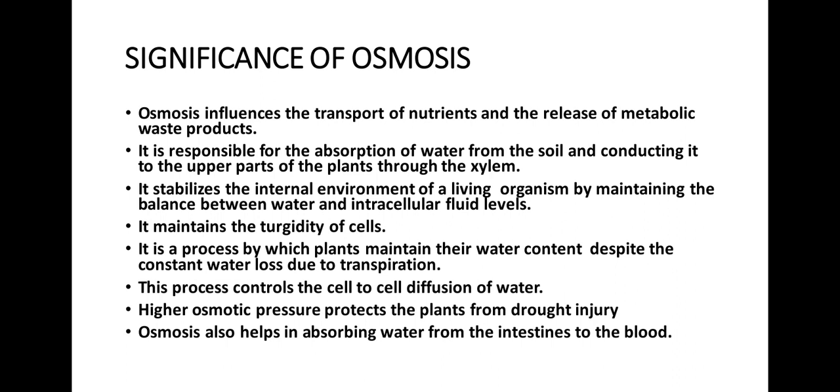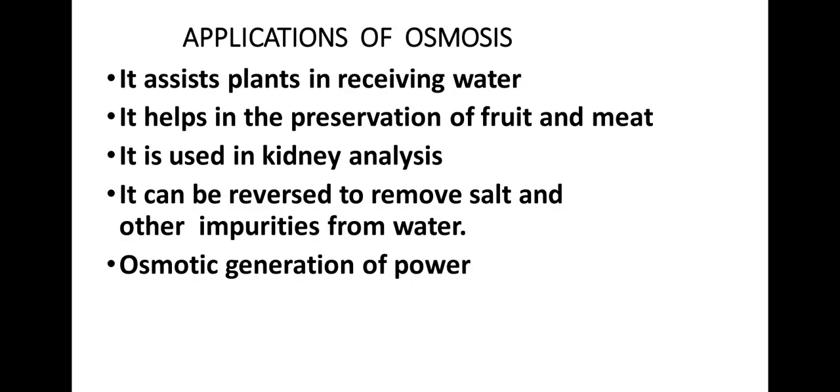It maintains turgidity of cells. It is a process by which plants maintain their water content despite constant water loss due to transpiration. This process controls the cell-to-cell diffusion of water. Higher osmotic pressure protects the plants from drought injury. Osmosis also helps in absorbing water from the intestines to the blood.